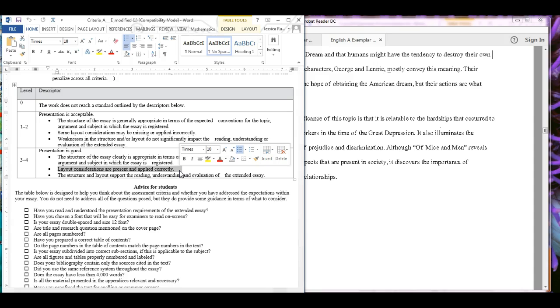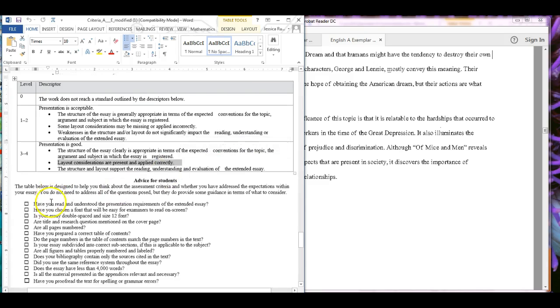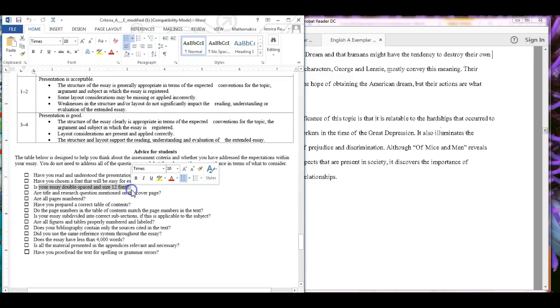So this is looking at, are you following? Is your essay double-spaced? 12-point Arial font is what they are calling for. Are the title and research question mentioned on the cover page? Are all of your pages numbered? Have you prepared a correct table of contents? Some of you have abstracts. You write the abstract at the end anyways, but we're not going to need an abstract anymore because they deleted that from the requirements of the extended essay. So you can just delete that abstract. We're not going to be doing that anymore.